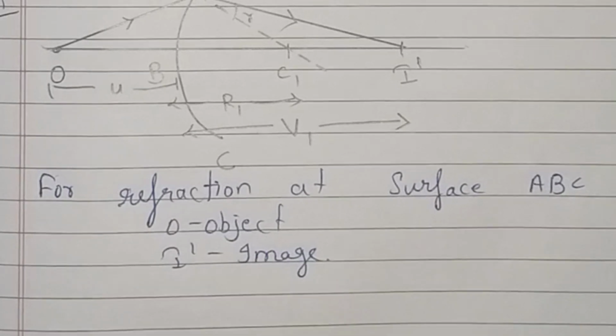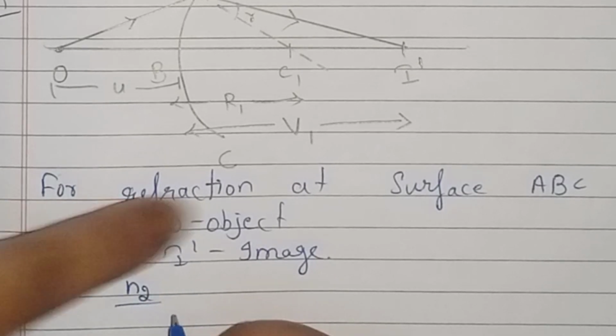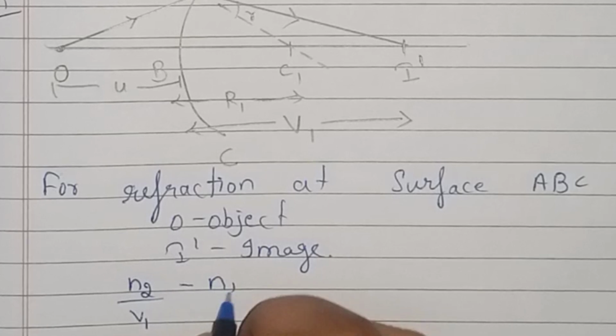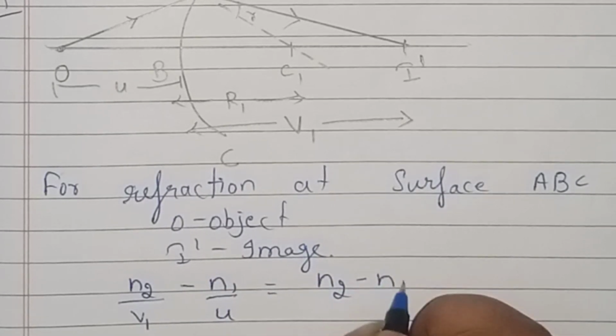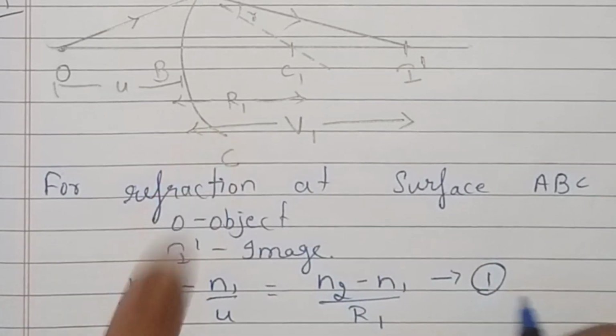Using that, n2 by v, where the image distance is v1 here, n2 by v1 minus n1 by u, where u is the object distance, is equal to n2 minus n1 by r1. So this is equation number 1.